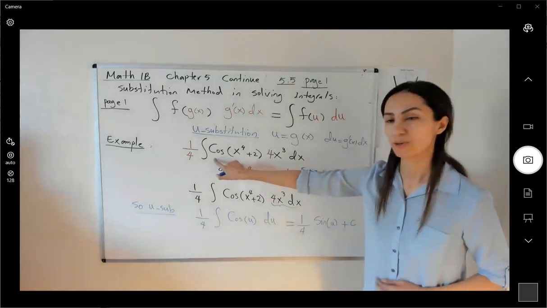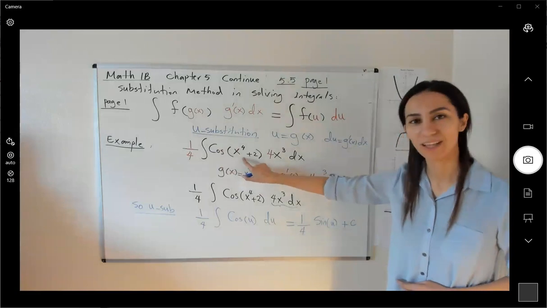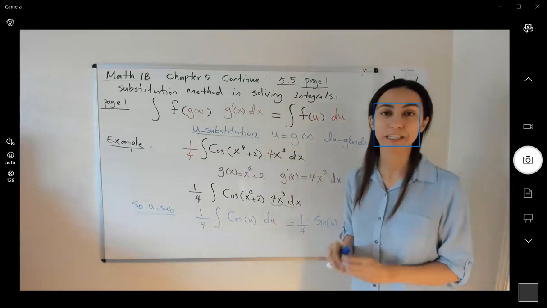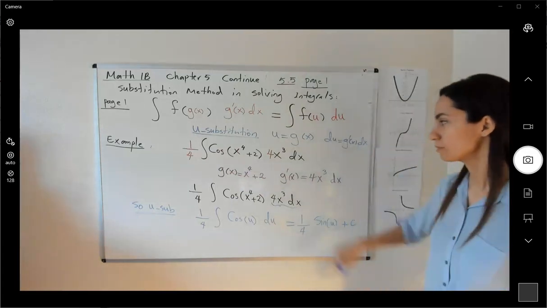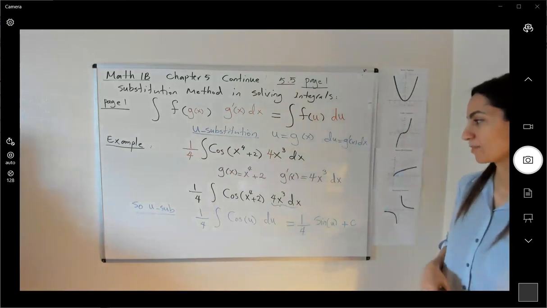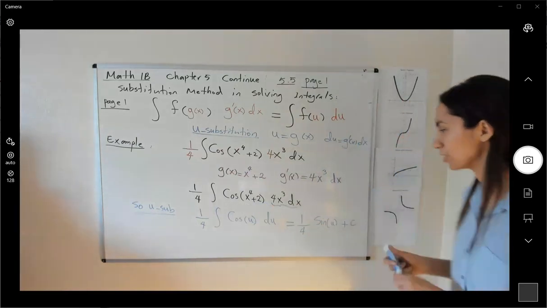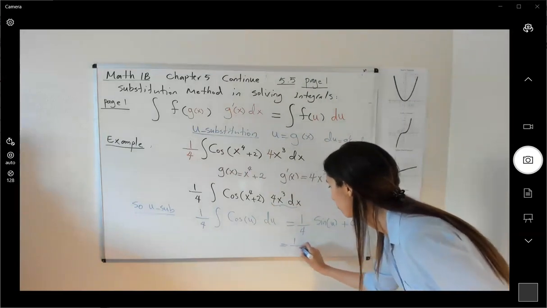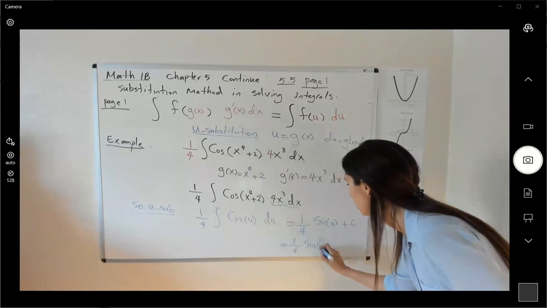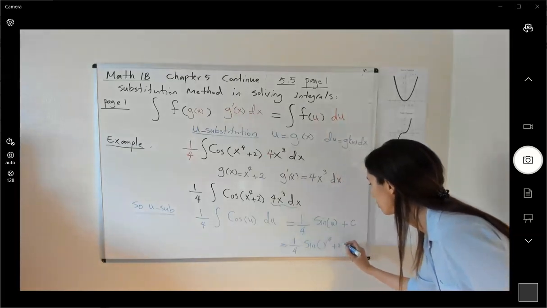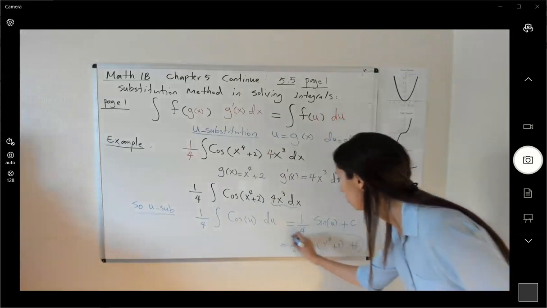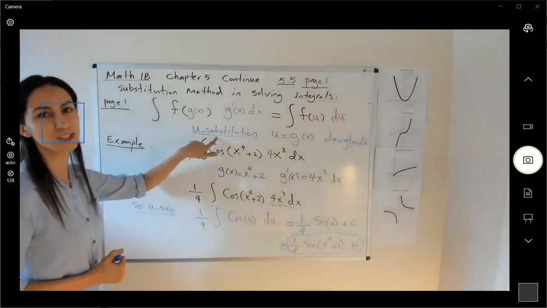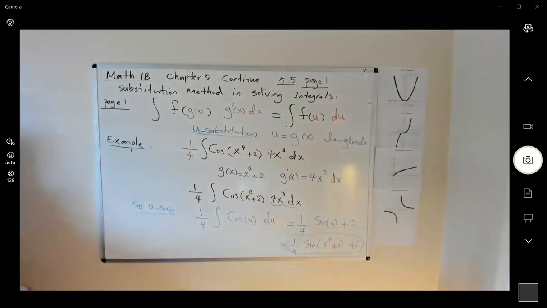Note that your original integral has variable x, so your final answer must have variable x, not u. So what was u? U was x to the 4 plus 2. You write this guy back here. 1 over 4 sine of x to the 4 plus 2 plus constant of integration. This method is called u substitution or just substitution.